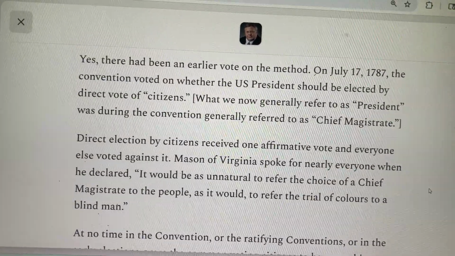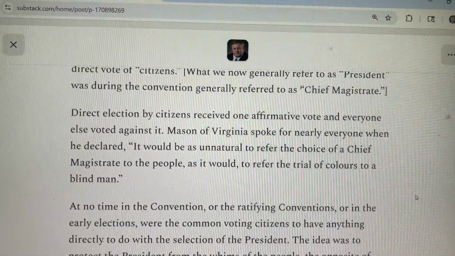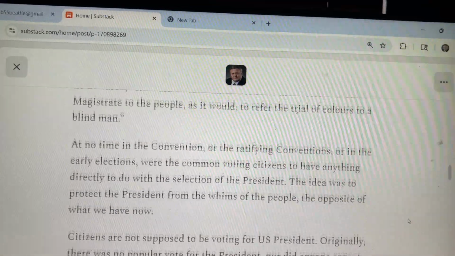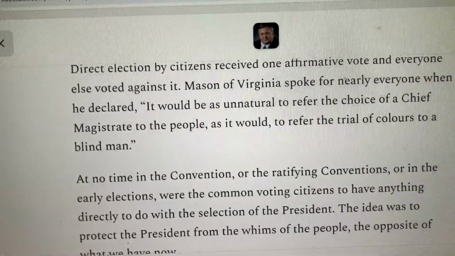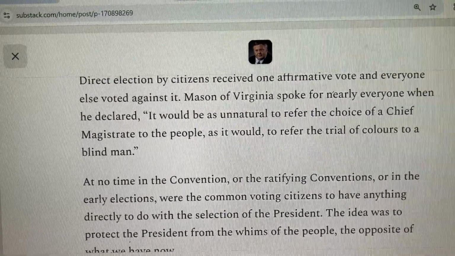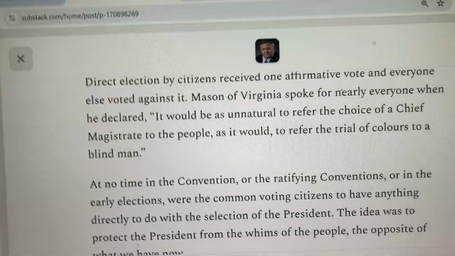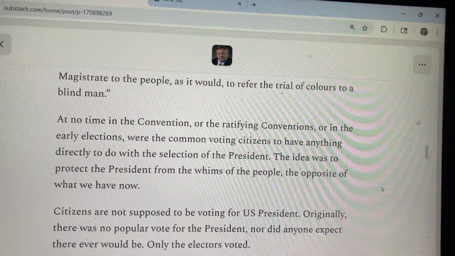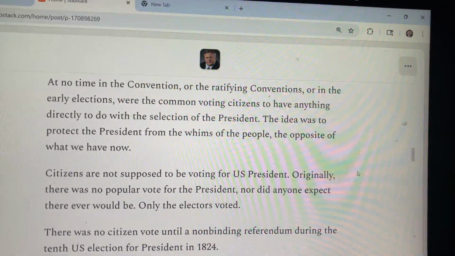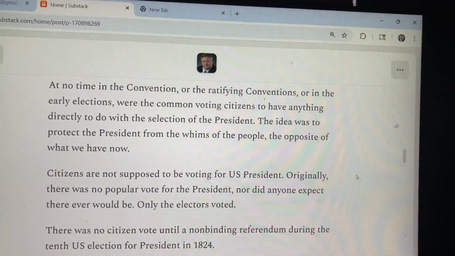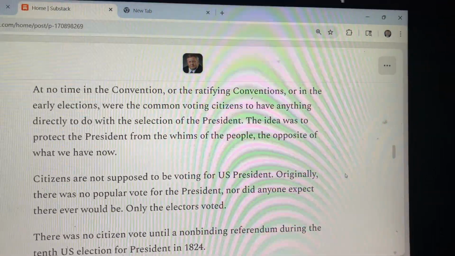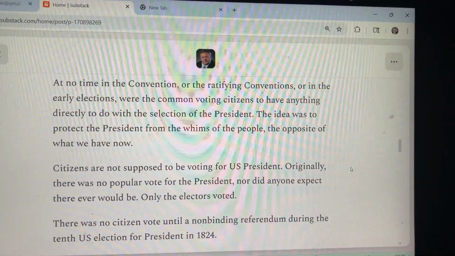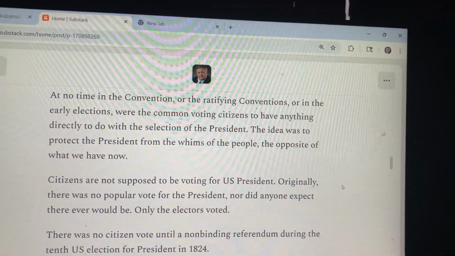Should the U.S. president be elected by a direct vote of citizens? What we generally refer to as the president was during the convention often referred to as the chief magistrate. Direct election by citizens received one and only one affirmative vote. Everyone else voted against it. Mason of Virginia spoke for nearly everyone when he declared it would be unnatural to refer the choice of a chief magistrate to the people as it would be to refer the trial of colors to a blind man.